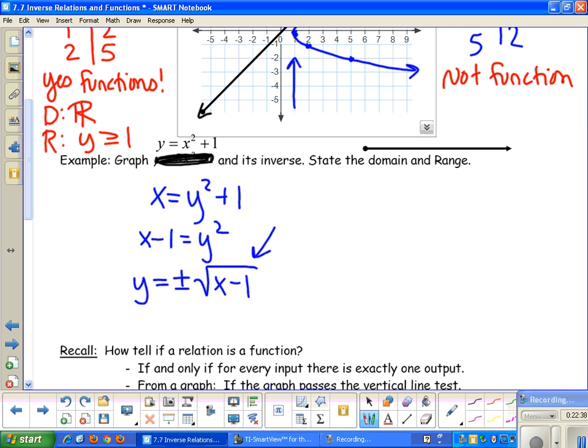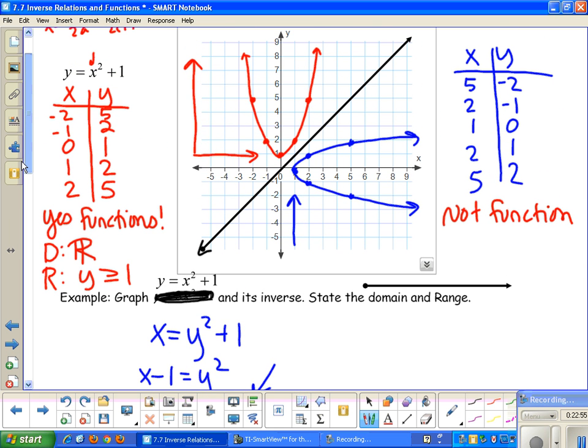So because of this right here, that's how I know I'm not going to have all real numbers for my equation, because I could get a negative underneath my radical. So what I do to find it is I take x minus 1 and set it equal to 0, and I get x is equal to 1. That tells me where I'm starting on my graph.